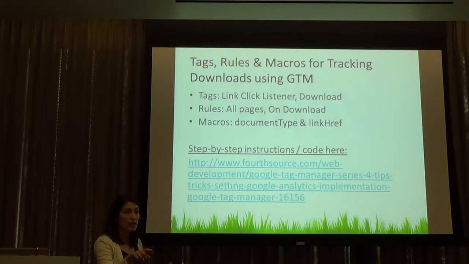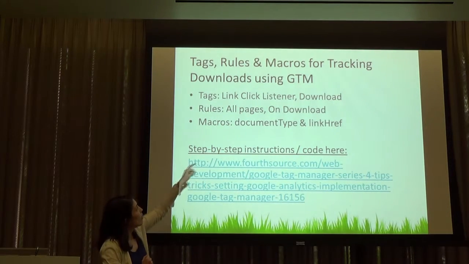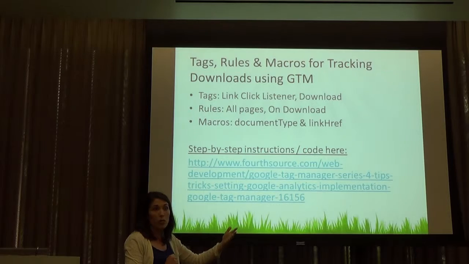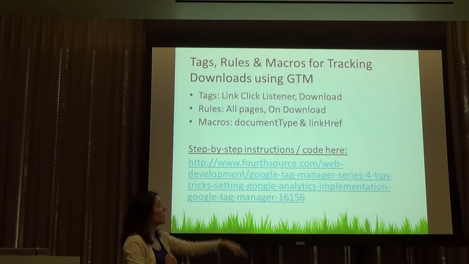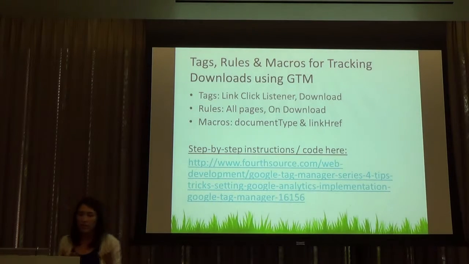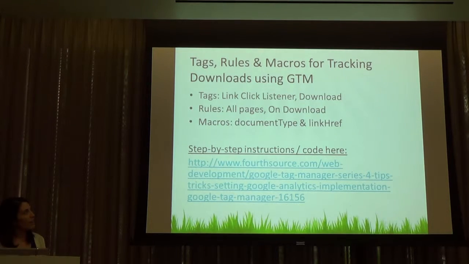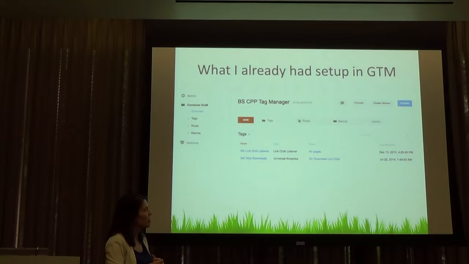So once something, like a specific file type, is clicked on, that's fired as a tag. And the all pages tag, the link click listener, is basically fired on all pages, and the download tag is only fired when someone actually clicks on something that's a certain file type. And then the macros are basically what's telling it, like the document type strips out all information except that final file format, and then the link pref is just returning the file format. So this is what I already had set up, and this was based on that LITA presentation and the different blogs that I have read.